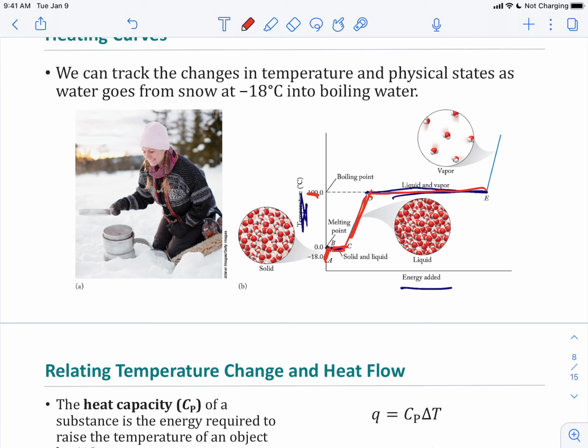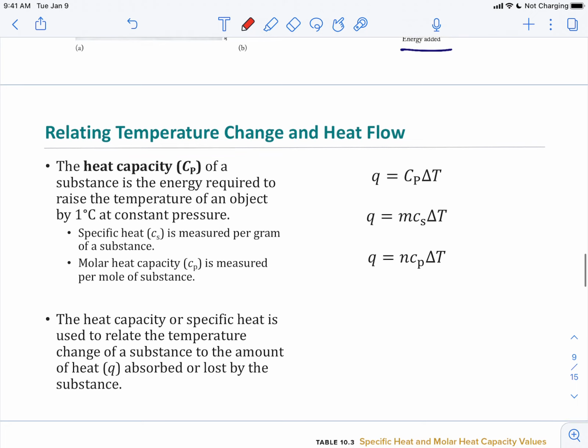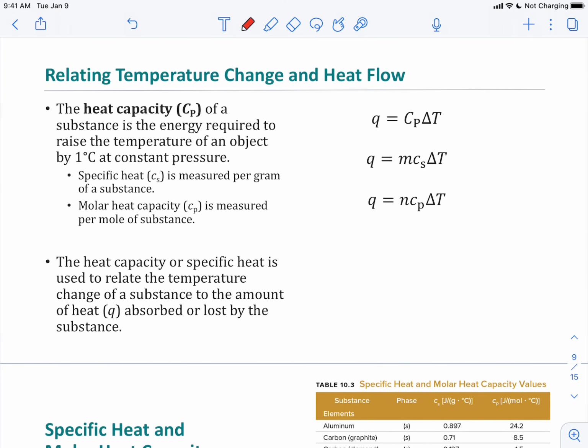And then we can vaporize it, no change in temperature. And then you can heat that vapor even further once it's all vaporized. That's a heating curve. No change in temperature during phase changes. Okay? And we can use these equations now to actually calculate how much energy is needed.